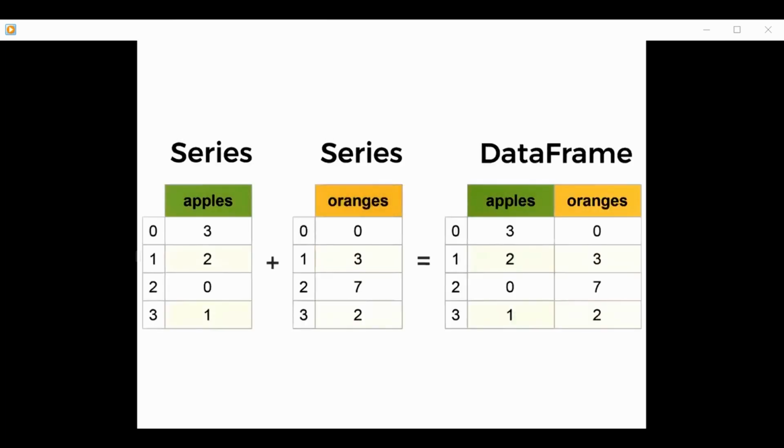So let's start with series. As it is very clear from the diagram, a series is a one-dimensional data structure. You can consider it like a 1D array or a 1D list, and collection of series can be termed as a data frame.